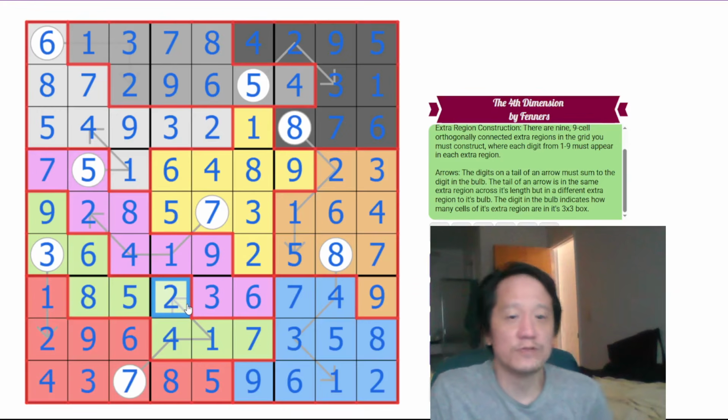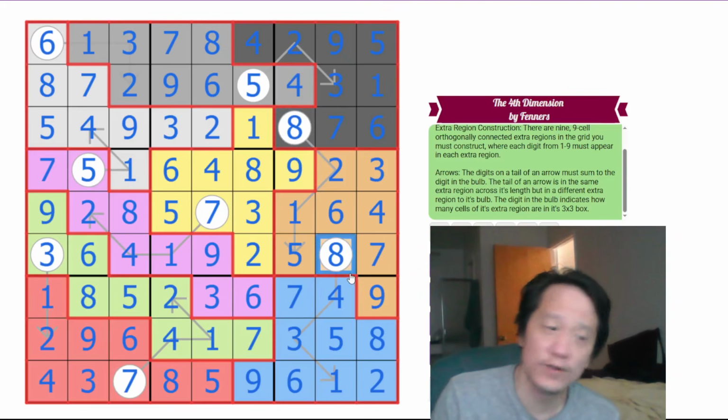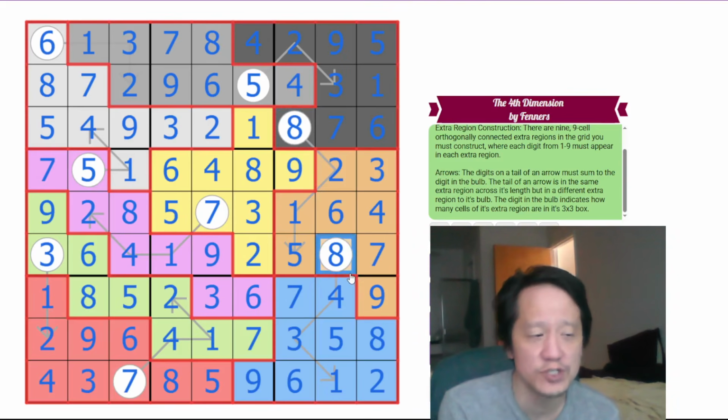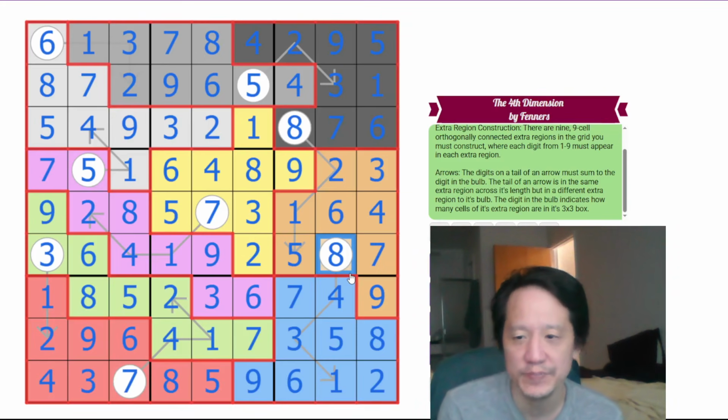Very interesting rule set, actually, too. Yeah. Flowed very well throughout, and it was just, yeah, very well done. Just a very well set puzzle.